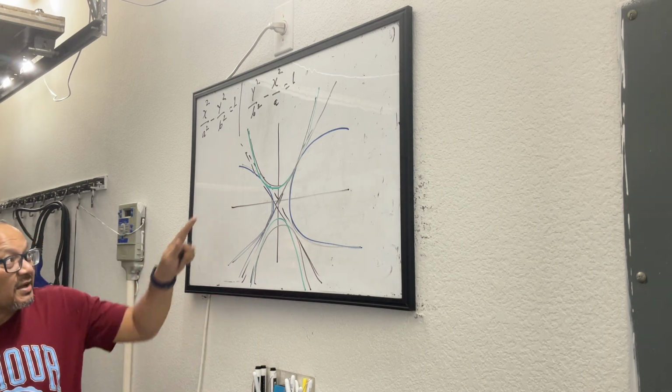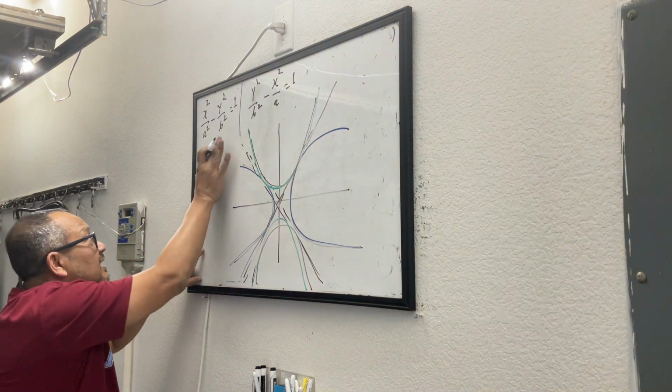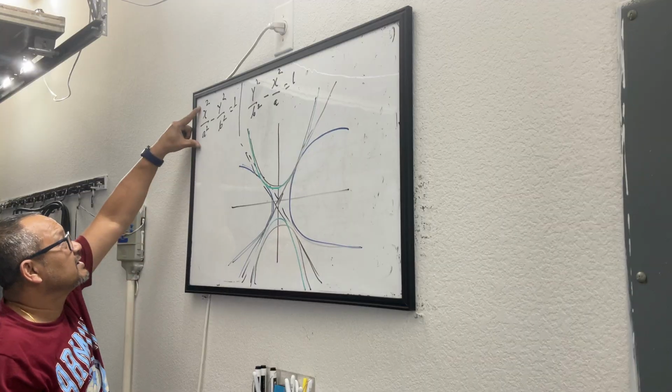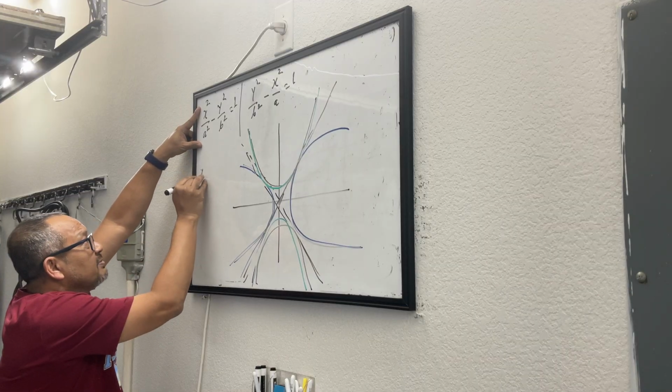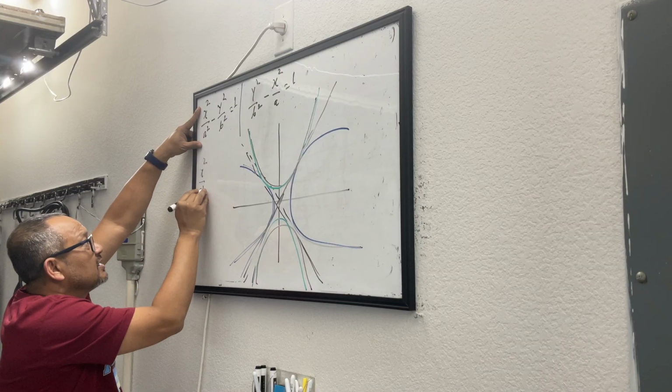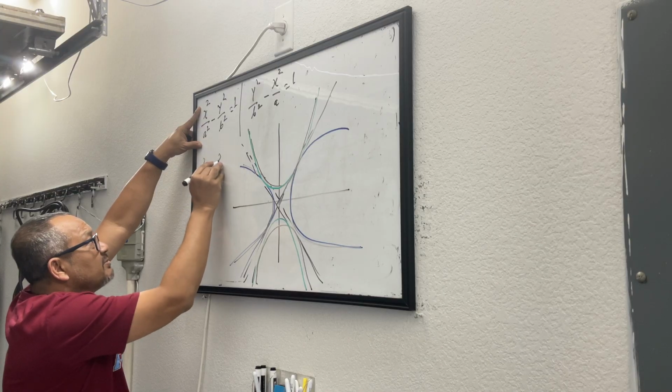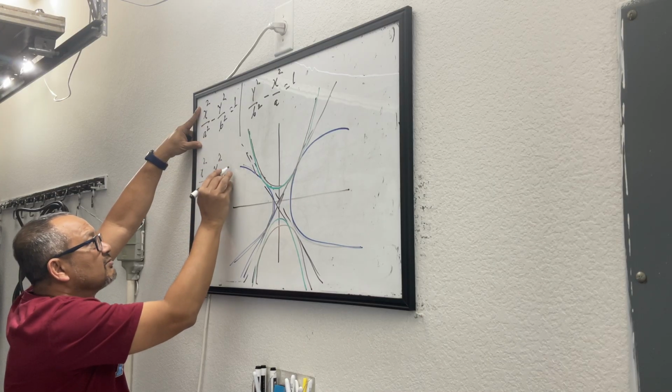Okay? So now let's look at it. Let's look at this equation. x squared by a squared minus y squared by b squared equal to 1.